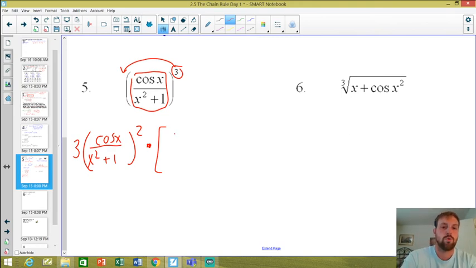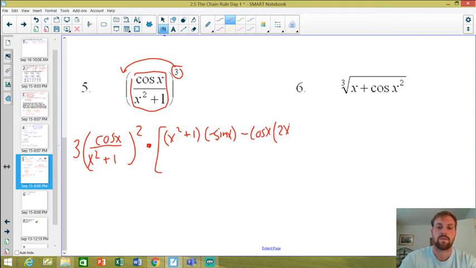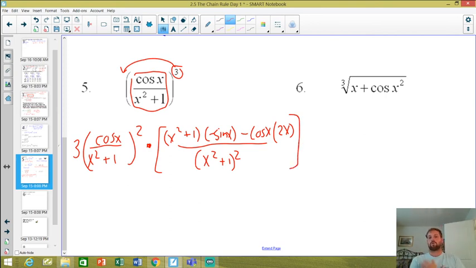So we got to do low d high, which is negative sine, low d high minus high, which is cosine of x, d low, which is 2x, all over low, or x squared plus 1 quantity squared. And that's it. Don't try to simplify that mess down, but notice what we did. We did the derivative of the outside, leave the inside untouched, times the derivative of the inside. Okay.